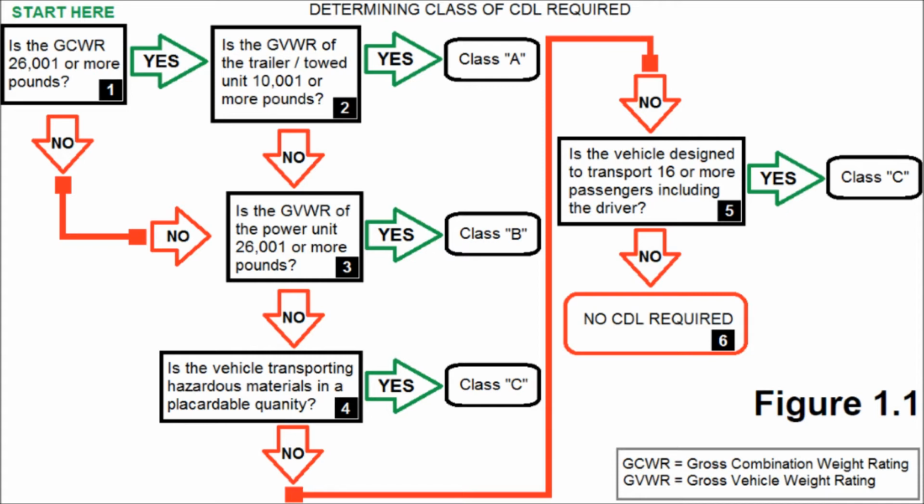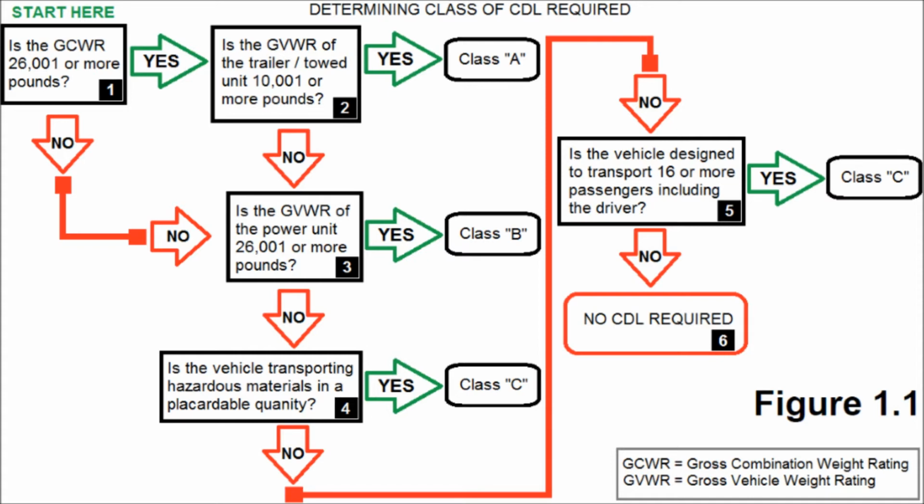The question is, is the vehicle transporting hazardous materials in any placardable quantity? Meaning, does the vehicle require a placard? If the answer is yes, then you do need a Class C. If the answer is no, proceed to box 5. The question in box 5 is, is the vehicle designed to transport 16 or more passengers, including the driver? If the answer is yes, then you need a Class C. If the answer is no, then no CDL is required.